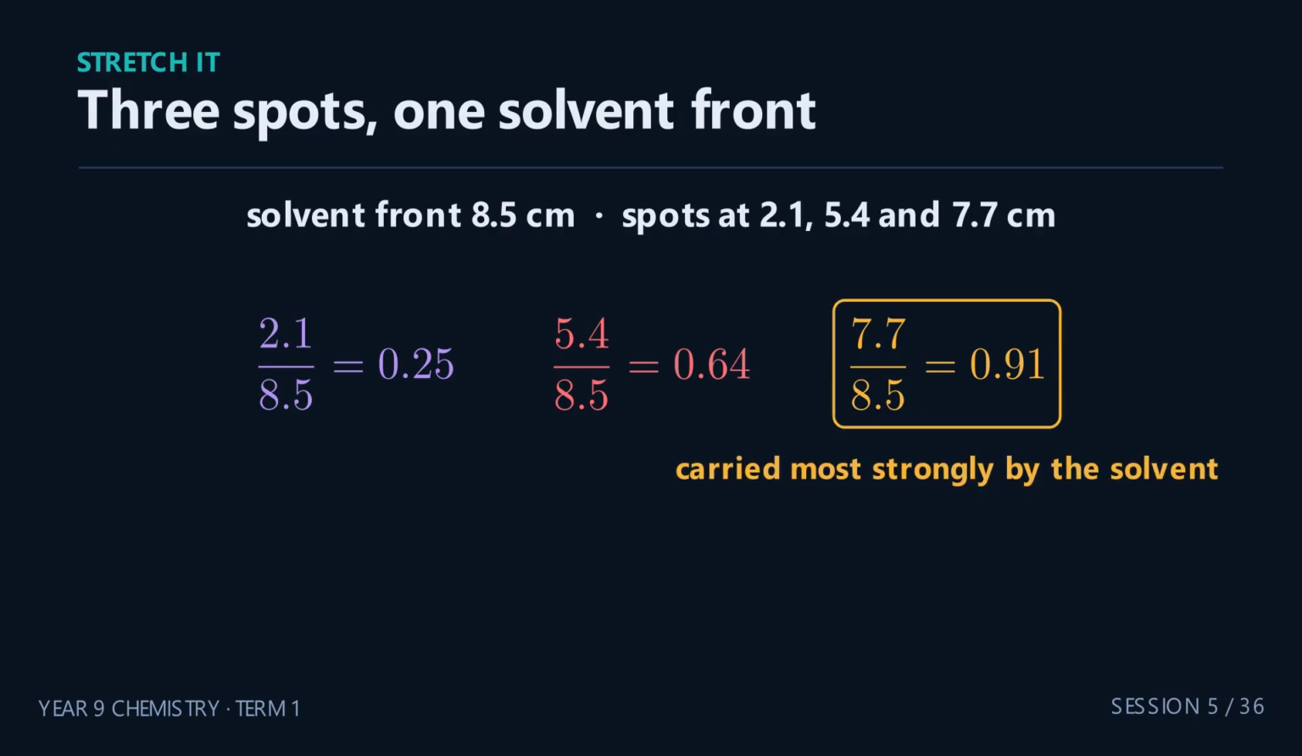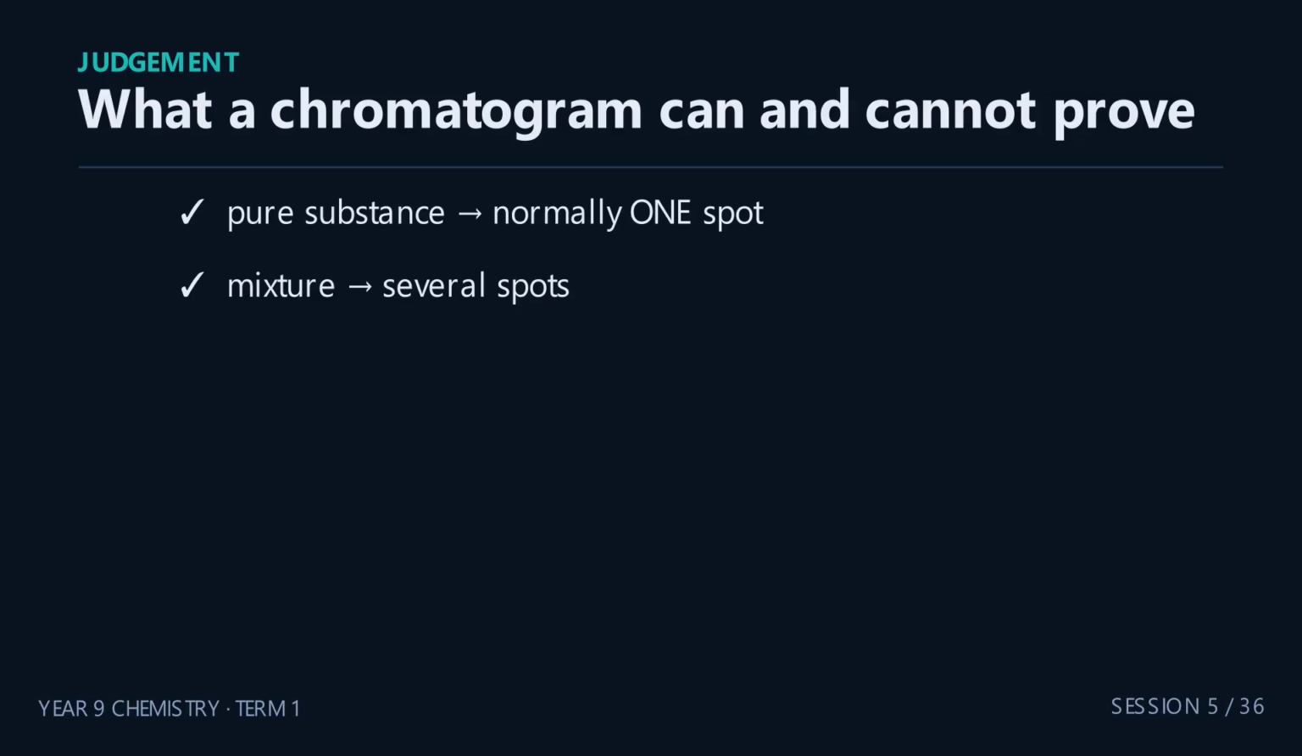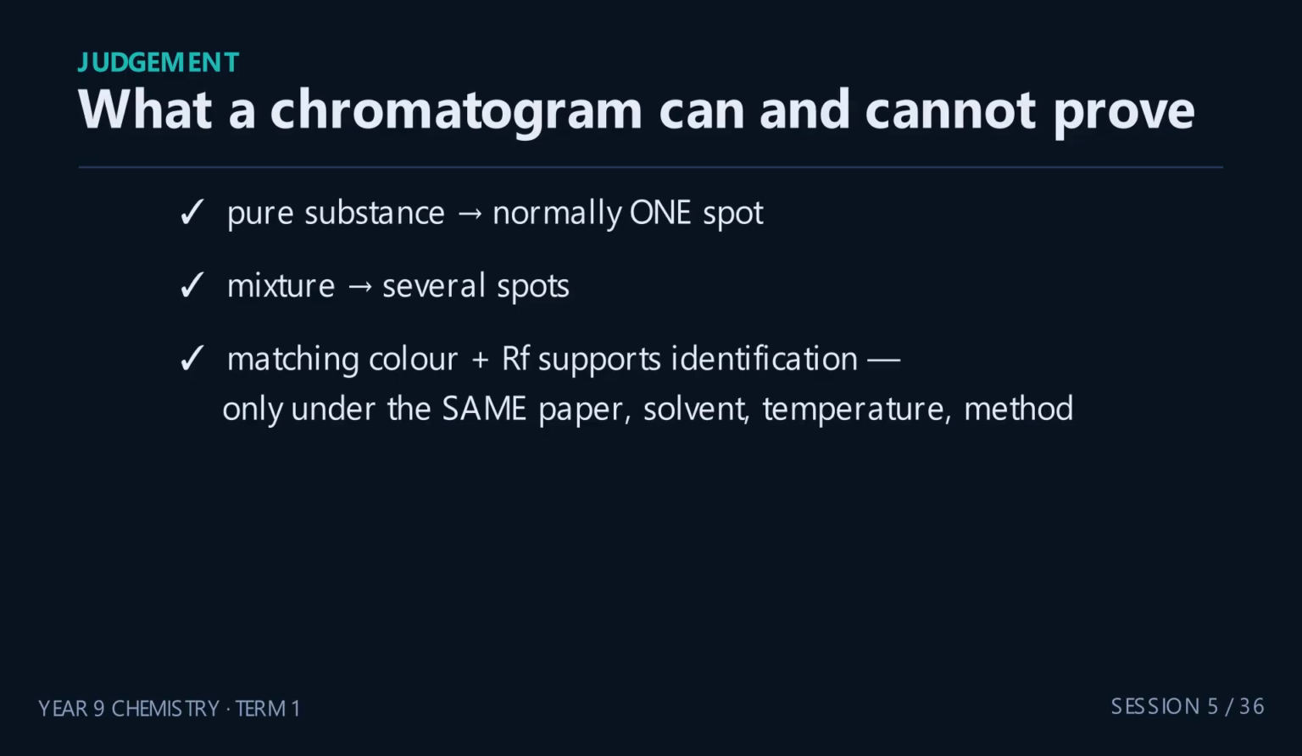The spot with RF 0.91 is carried most strongly by the solvent. The larger the RF, the friendlier the substance is with the mobile phase. Finally, interpretation. And this is where examiners test judgment. A pure substance normally gives 1 spot. A mixture gives several. Matching color and RF can support an identification, but only when the same paper, the same solvent, the same temperature, and the same method are used.